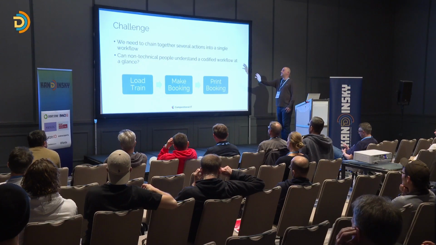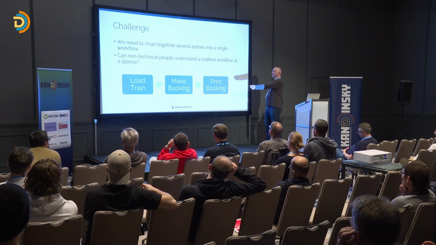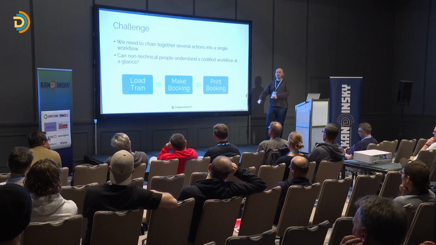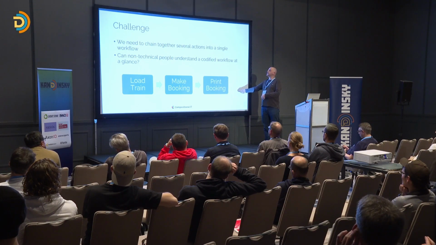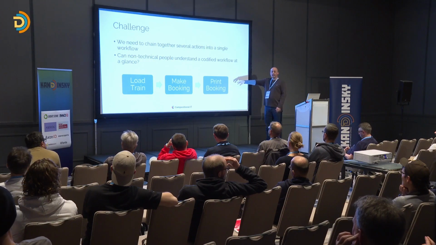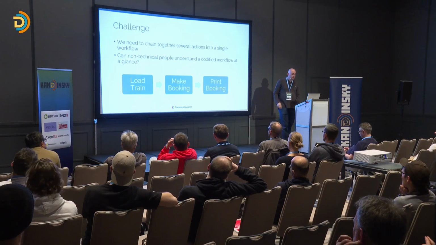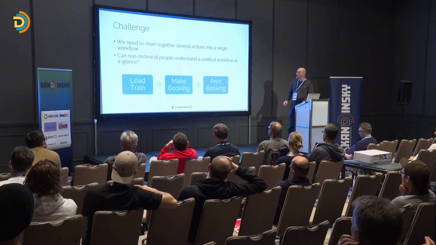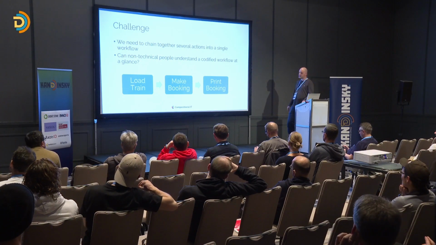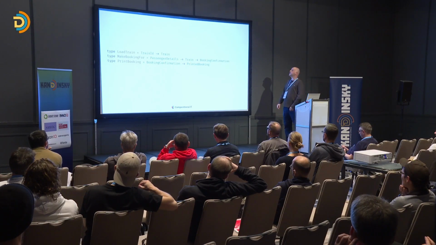So this is a fairly simple workflow. Load a train, get the train out, pass it into my booking function to make the booking, and then with the result of that, call my print booking function. Again, can non-technical people understand that? Yes, pretty sure they can. Let's see how we might encode this in types. So we've got 3 functions, and let's see what they would look like. Something like this, I guess.